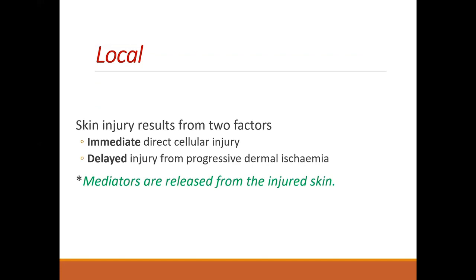Now, at the local site, skin injury results from two factors: immediate direct cellular injury from the energy that is generated from the source of burns, delayed injury from progressive dermal ischemia. So the etiology could result from an immediate cellular injury, or it could result from the ischemia. Mediators from tissue destruction. When a tissue is destroyed, mediators are liberated, which trigger a systemic response.